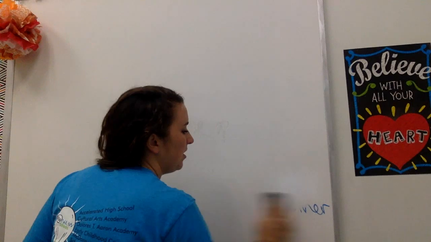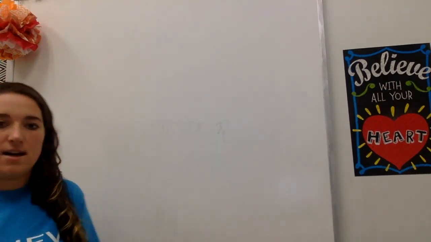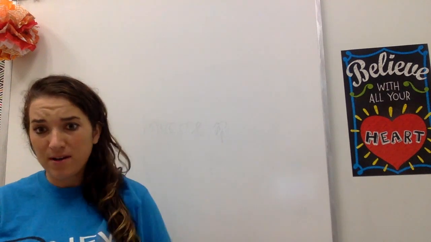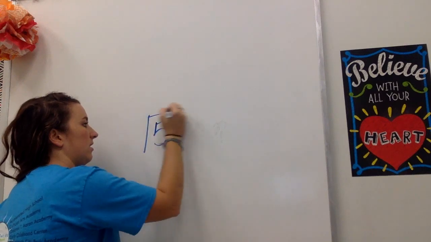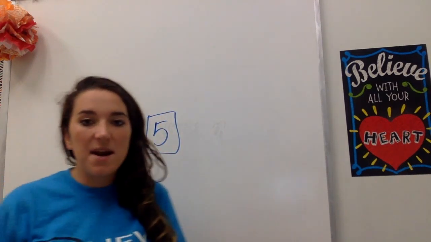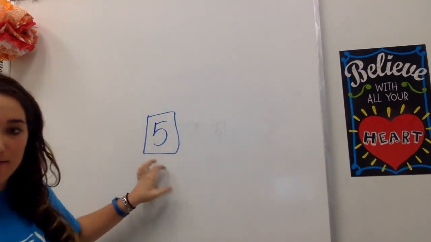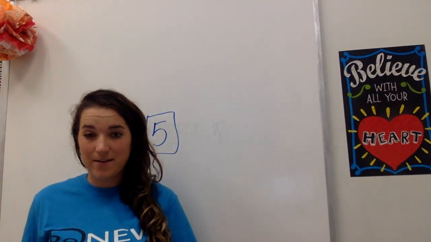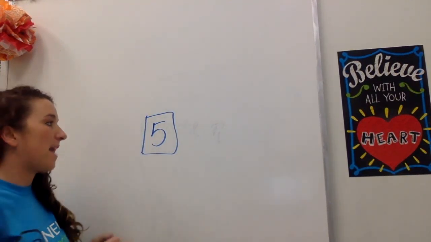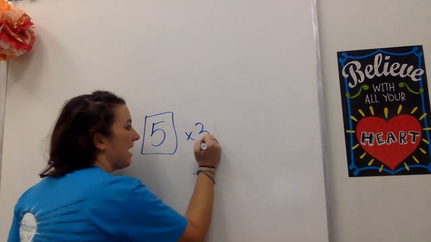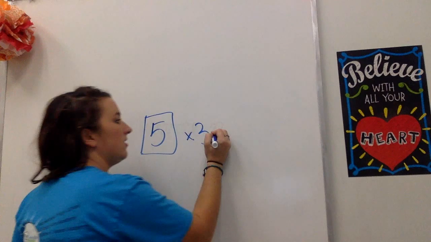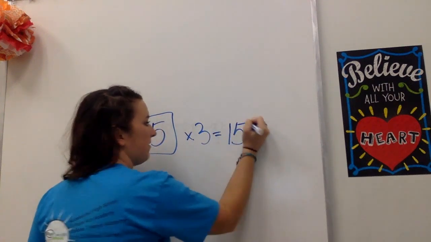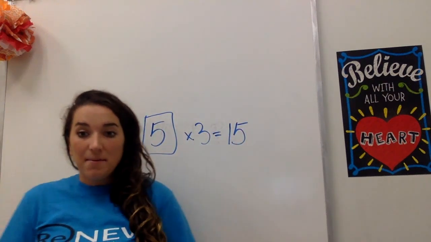All right, so now looking at our Silly Sarah problem. Silly Sarah started with the number, what's Silly Sarah's favorite number? 5. So she started with the number 5. She then multiplied 5. Whenever you see that box, it means 5 because that's her favorite number. She then multiplied 5 by 3 accidentally. And what did she get? She got 15.